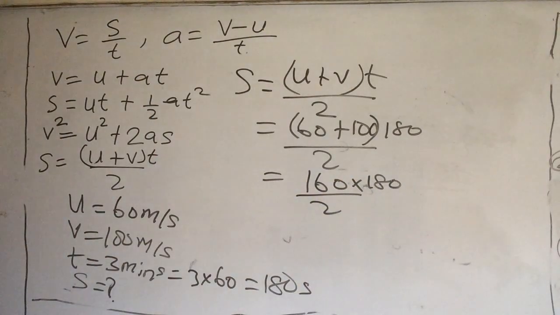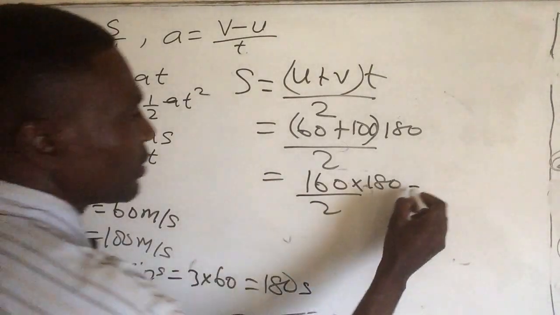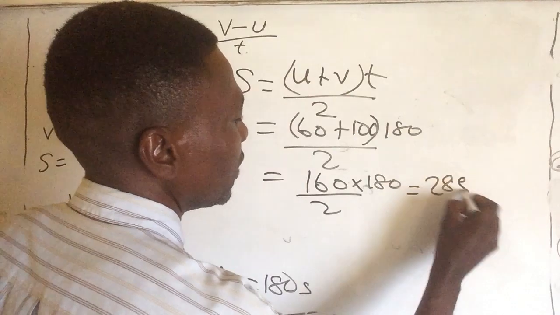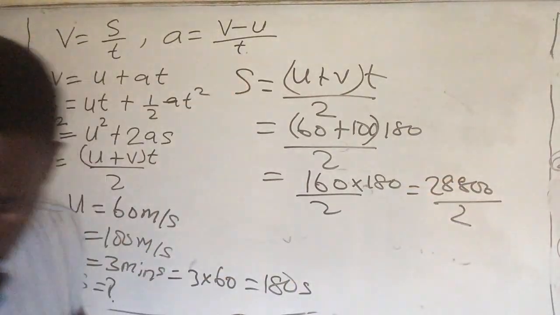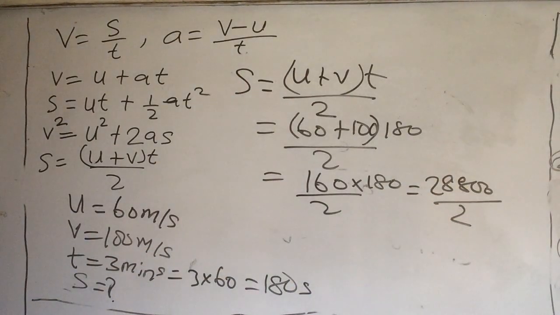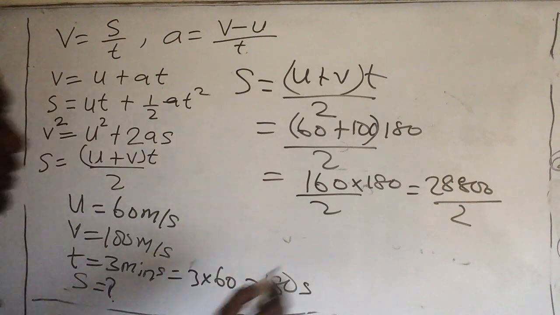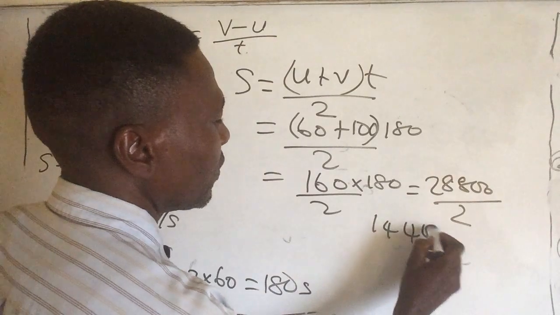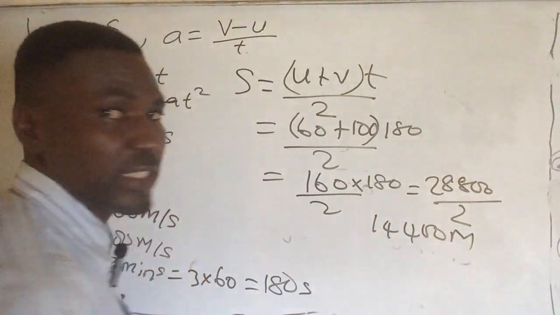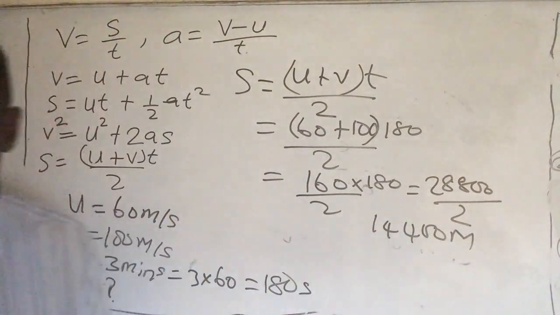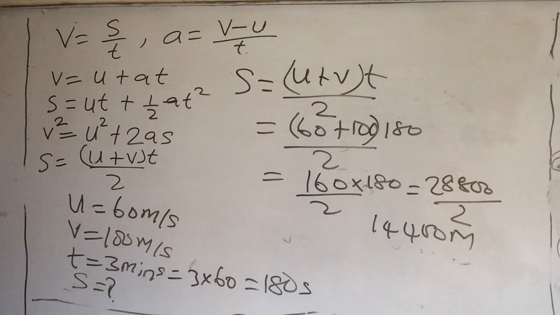When you multiply, we now have 28,800 all over 2. And when you divide, you have 14,400 meters, which is the distance we are talking about. So that is how to calculate this one. So you can see it.